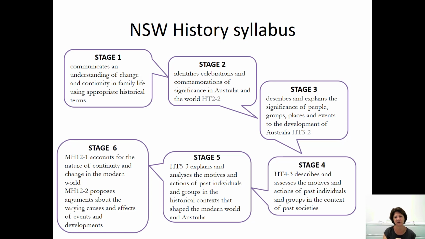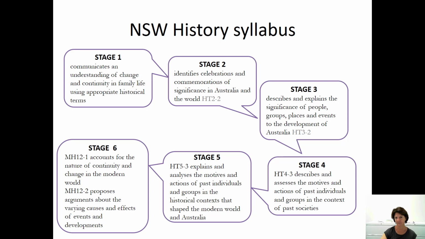So if we just look for a minute, we go to stage 2, we're identifying. So in stage 1 it was communicating, however you like. By stage 2 we need to identify. Stage 3 we're looking at describing and explaining. When we get to stage 4 it's describing and assessing. And then we've got explain and analyse, and then we've got account. So each of these words are telling us it's a slightly different literacy activity. So the way that we use language to describe and explain is different to how we describe and assess and how we explain and analyse.